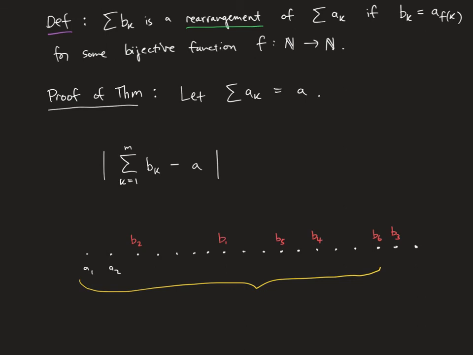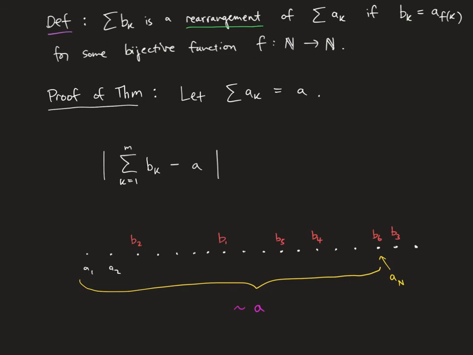Just need another color here. Right, so if we take a large number of the A_n's and sum them together, this is going to be close to the limit value A. So let's say this A here, let's say that's A sub n.